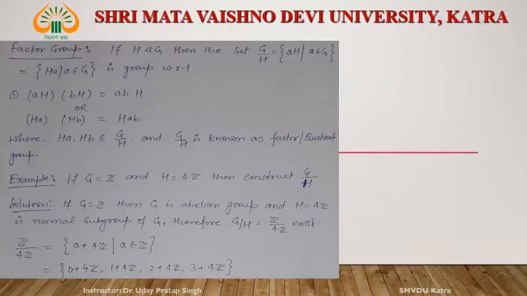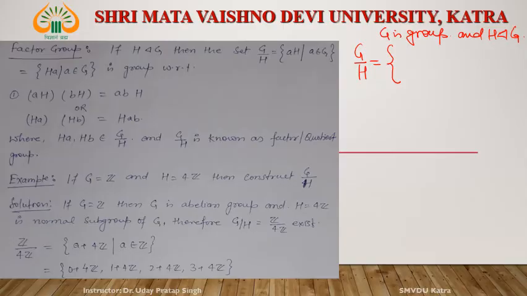What is a factor group? Factor group: if G is a group, what is G? G is a group, and H is a normal subgroup of G. Then construct G by H.